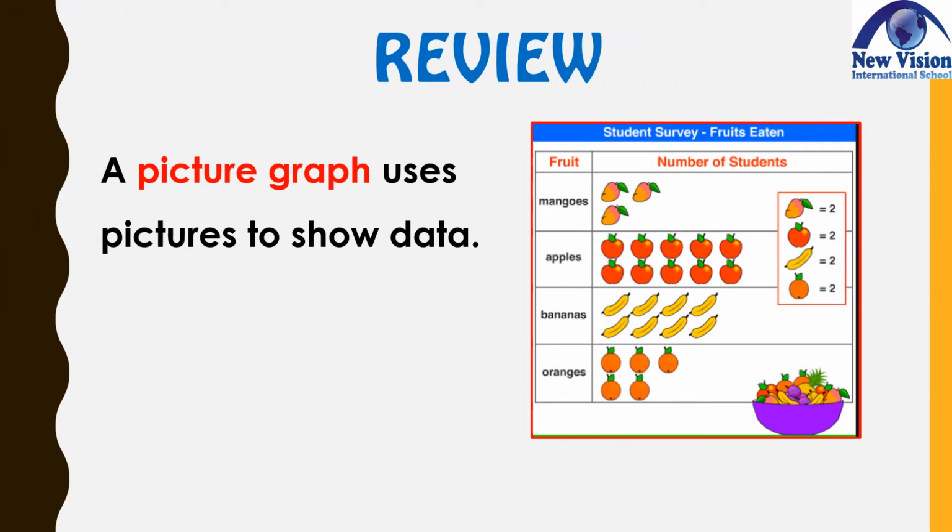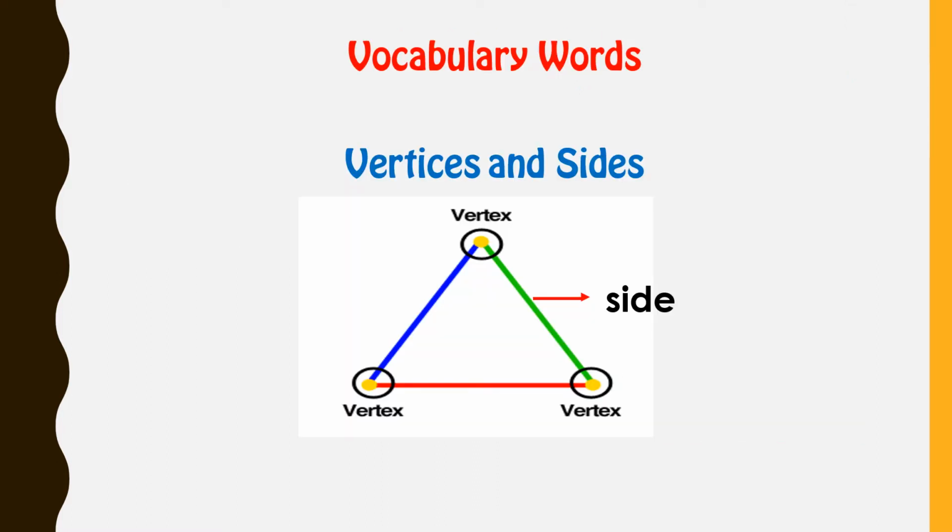Before we proceed to our new lesson, let us review about picture graph. A picture graph uses pictures to show data. It is a good way to display data. Why? Pictures are easy to see and count. Vertices and sides. A vertex, plural vertices, is a point where two or more straight lines meet. It is a corner.